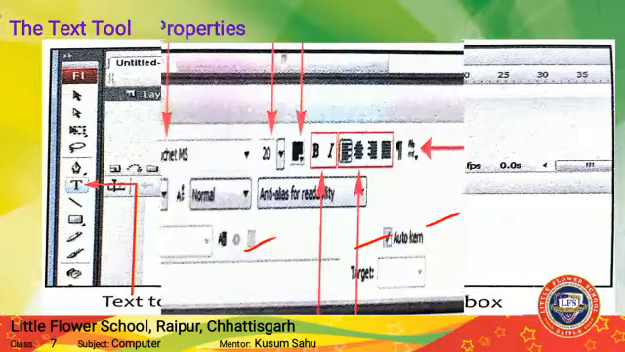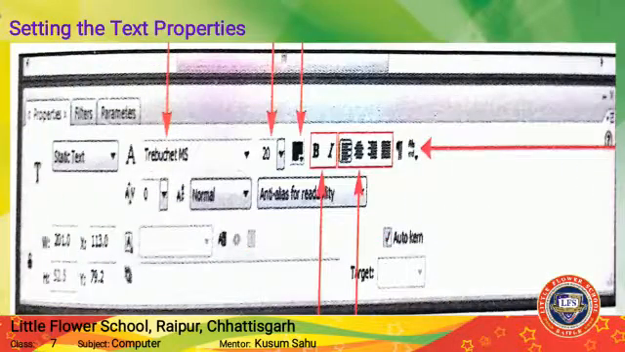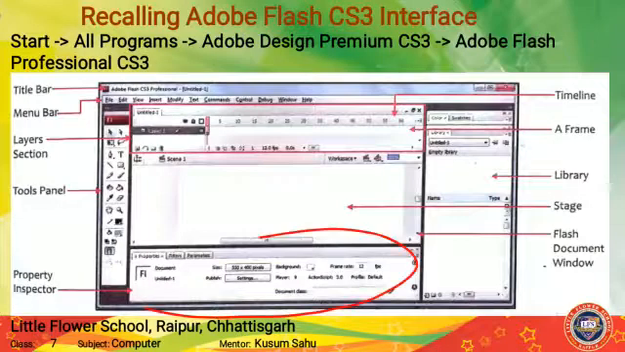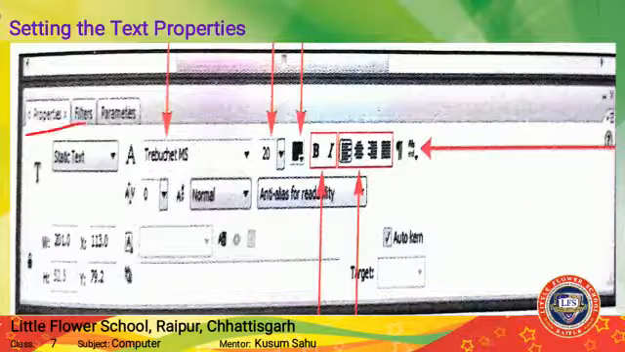Now we will see another one, that is setting the text properties, means how we will change the size of the text, the color of the text or the style of the text. As soon as we select the text in the text box, the options in the property inspector change. We will select this property in the property inspector. Here you can see the property inspector. Through this you can change the properties of the text.